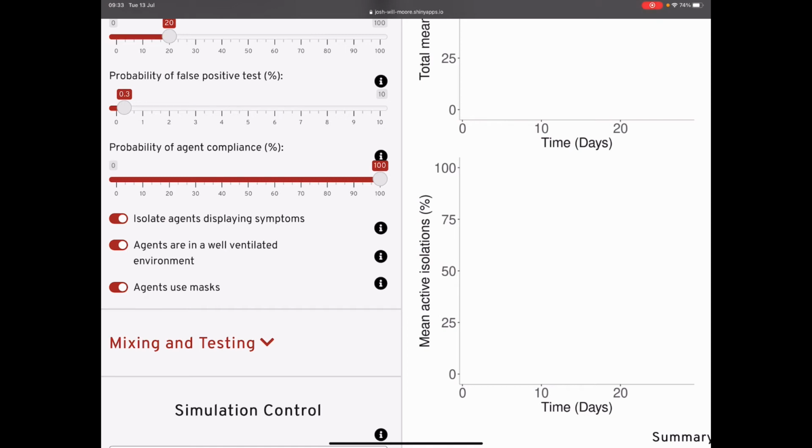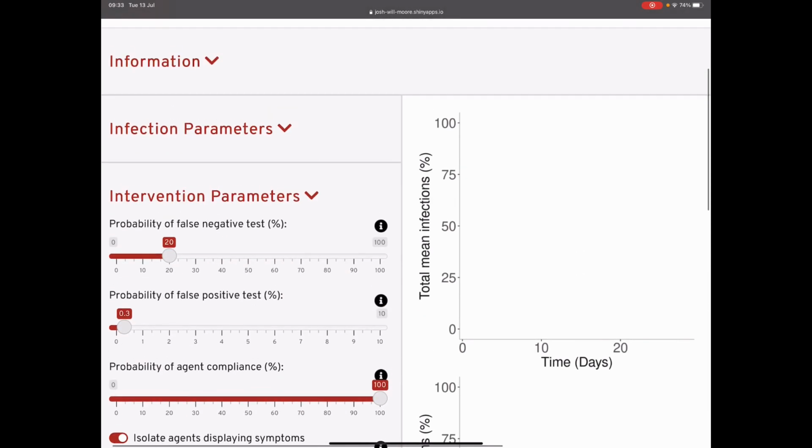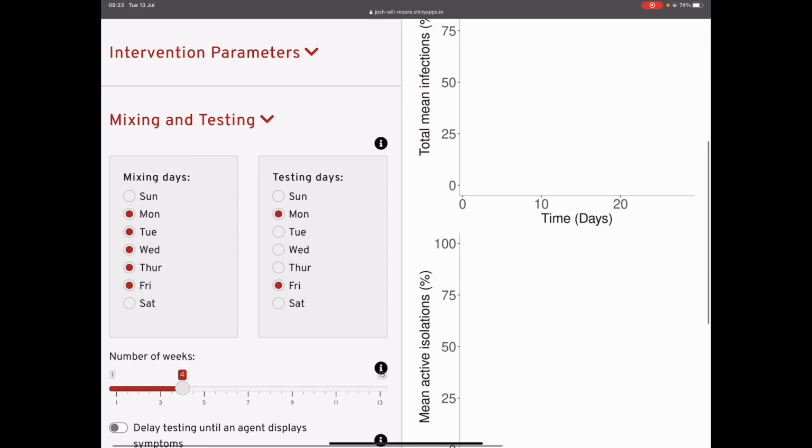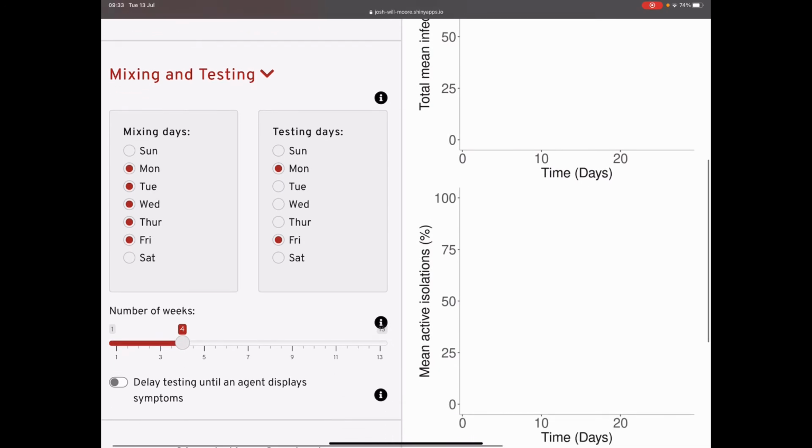How they affect the R number is all in the paper. So if you want more information, please do check the research. Finally, we have mixing and testing days. So the mixing days are when all the people in our population are able to mix. Currently it's set to weekdays, Monday to Friday, because we're thinking about a school environment.